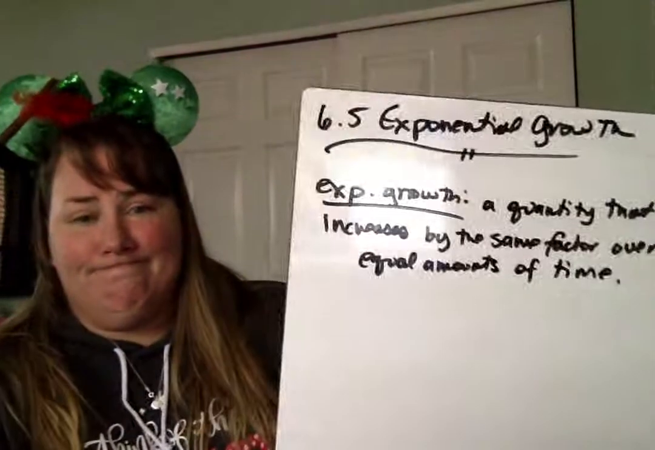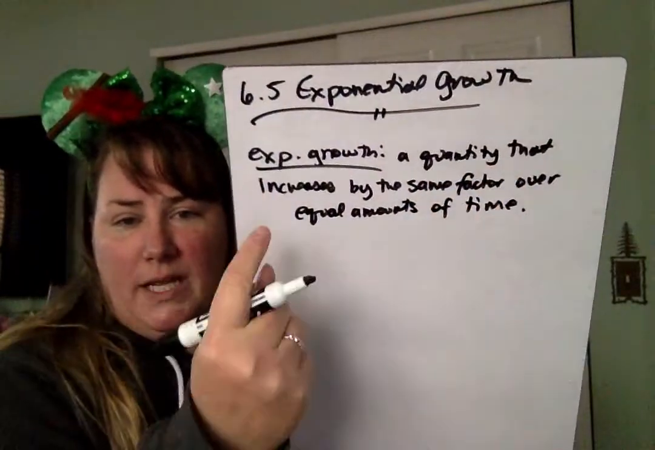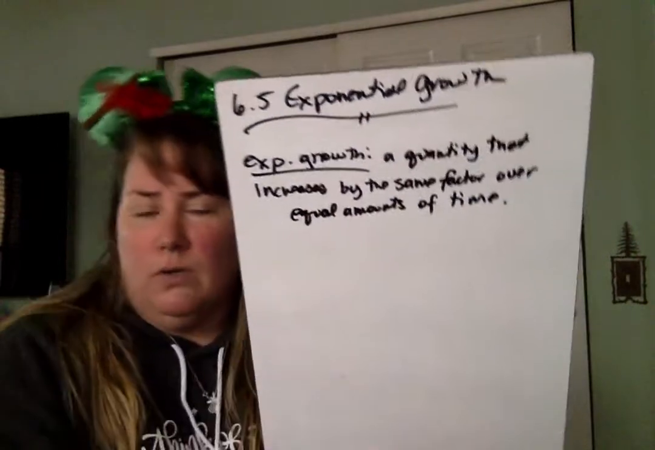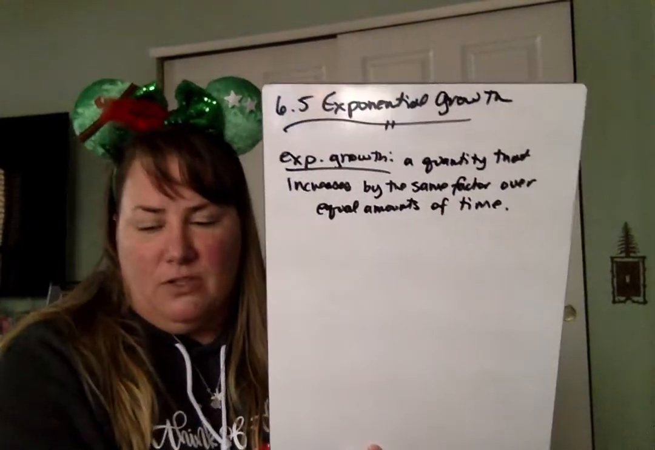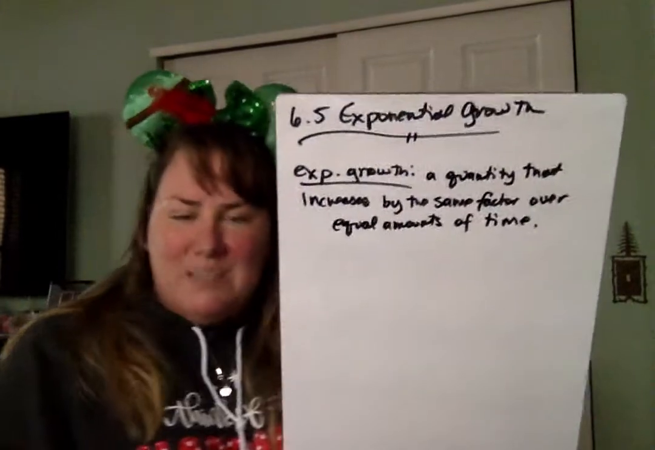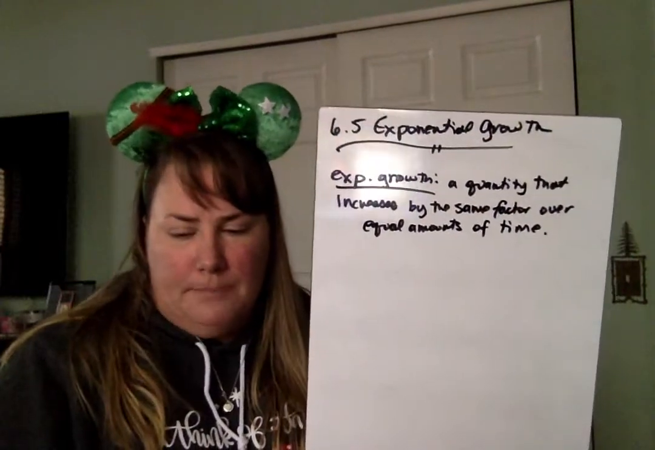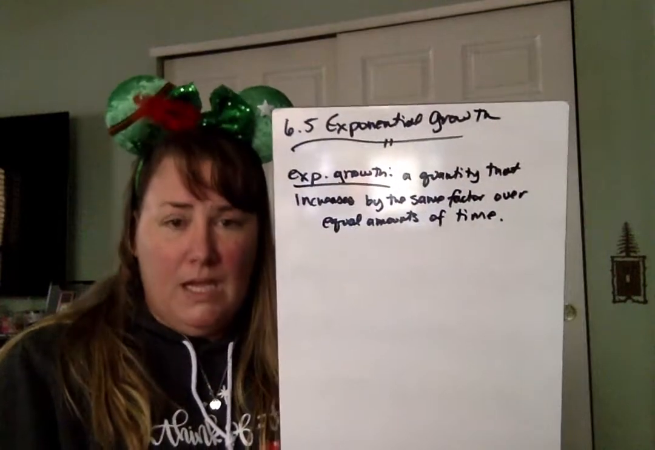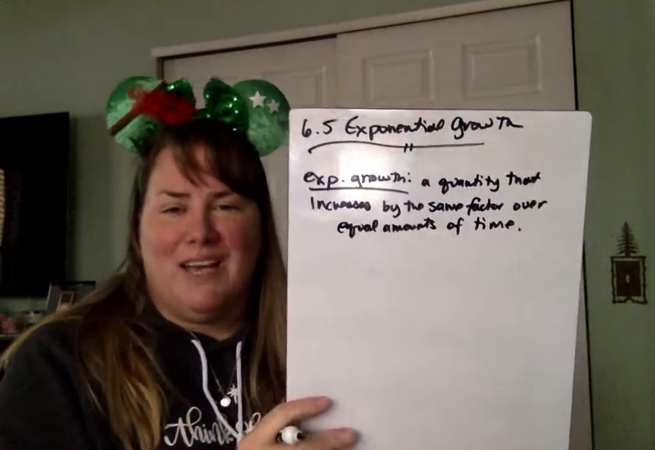Peter Pan. There you go, exponential growth. A quantity that increases by the same factor over equal amounts of time. Remember that factor is what we're looking for, that it has to be the same between each data point, I guess you'd say. And with exponential growth, we have an exponential growth function. There's a whole lot of letters in this. Y equals A times quantity 1 plus R to the T power.